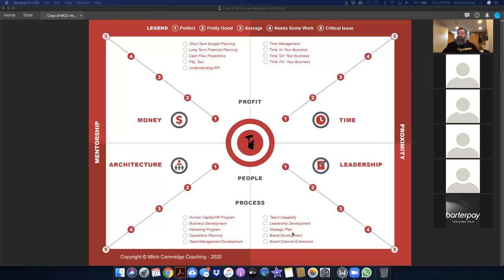Then, of course, brand development, brand channel extensions. What is the expectation and result in my business? How do I grow that? How do I get more people involved and to understand the value that my business brings? And then as my business develops a very strong brand, do I have the capacity and ability to leverage that into other places? So each one of these 4 components, I can issue a score for myself or for another person.